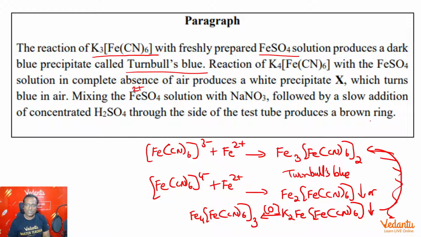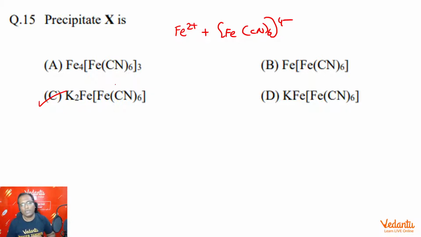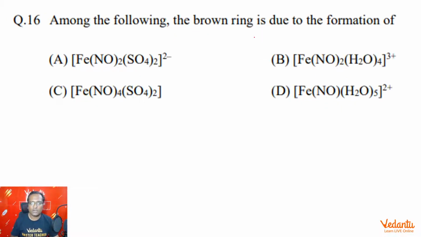Now let's go to the questions first. Precipitate of X is, so what was X? X was the product obtained when ferrous reacted with ferrocyanide, right? And therefore your answer is C. Very, very simple question, right? If you check in all three options, you'll not get this combination obtained. Now let's talk about the next one.